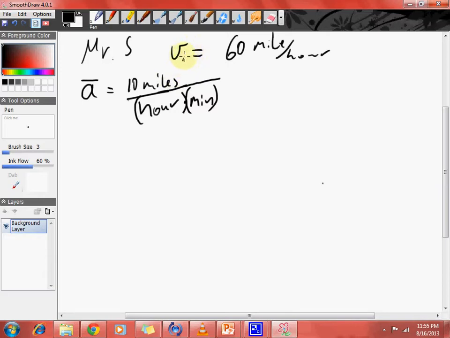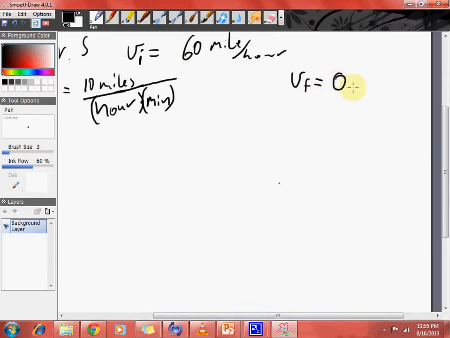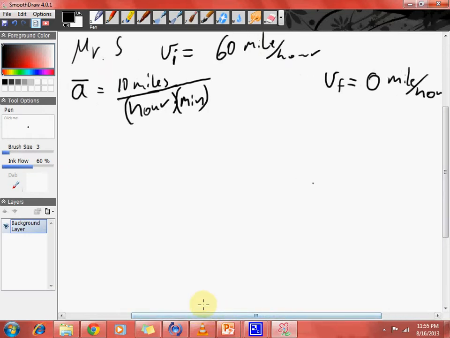When we talk about stopping the car, we have an initial velocity, which is a certain speed, but the final velocity should be 0 miles per hour, because we are stopping. When we are stopping, our velocity is 0. It doesn't really matter what units they are, it will just be 0. I could have written 0 meters per second, because 0 meters per second is the same thing as 0 miles per hour. So let's use the equation.